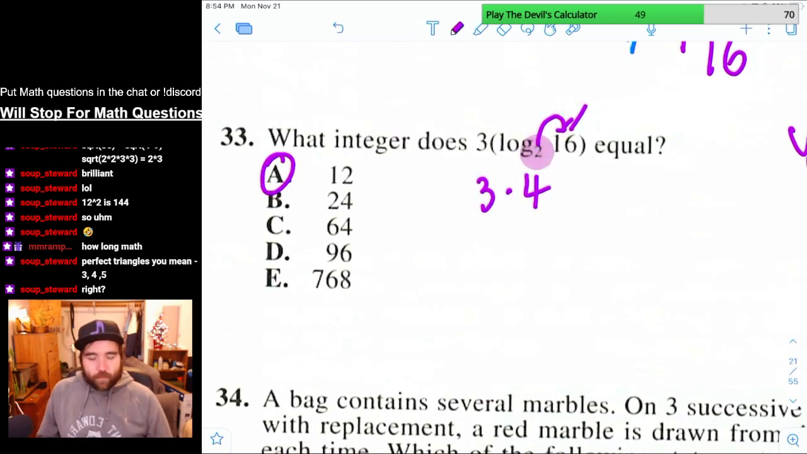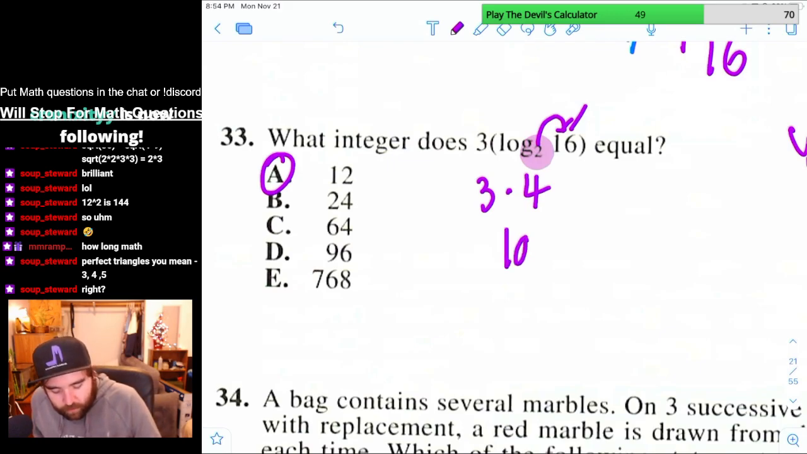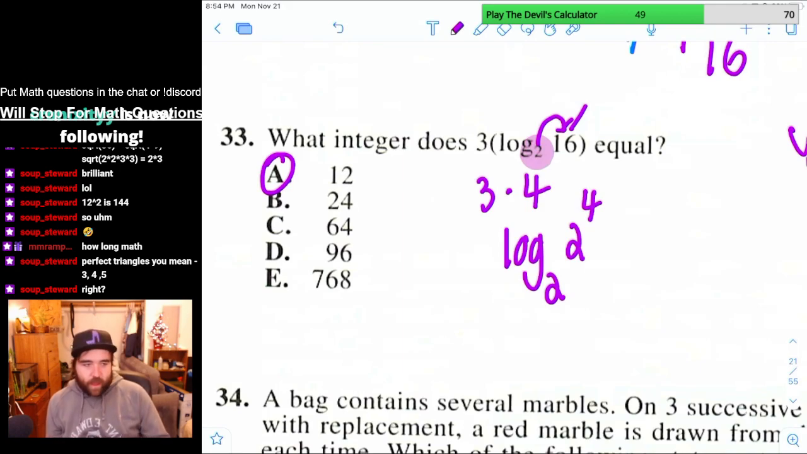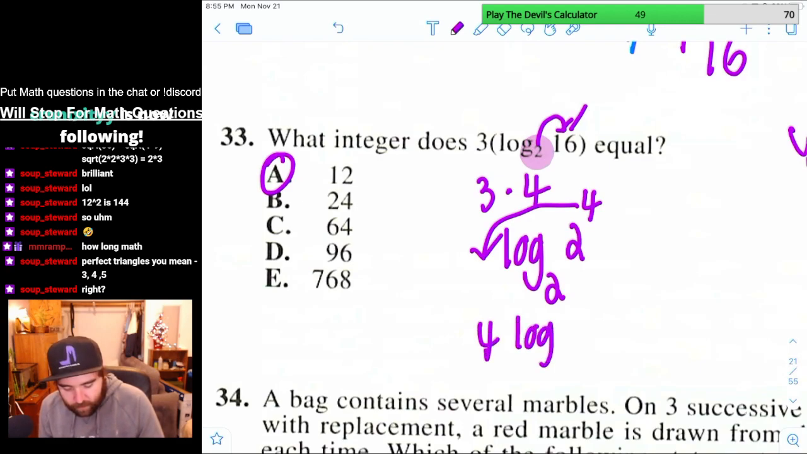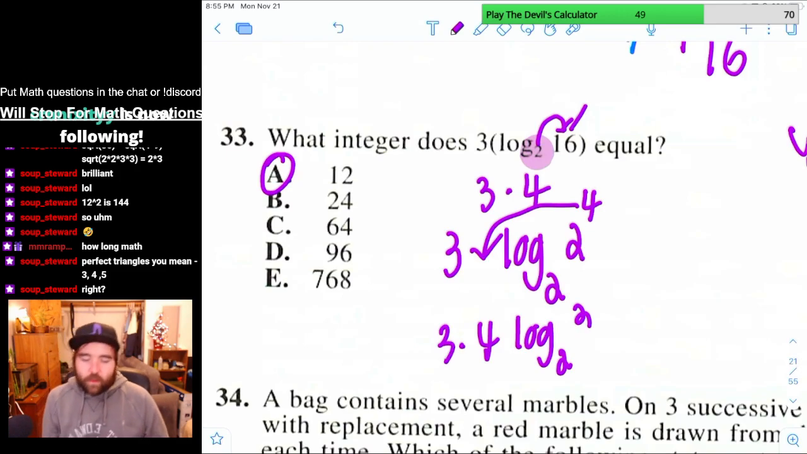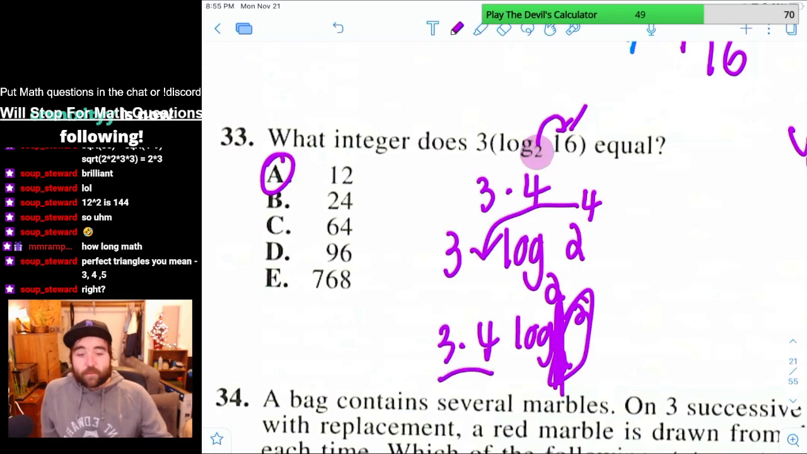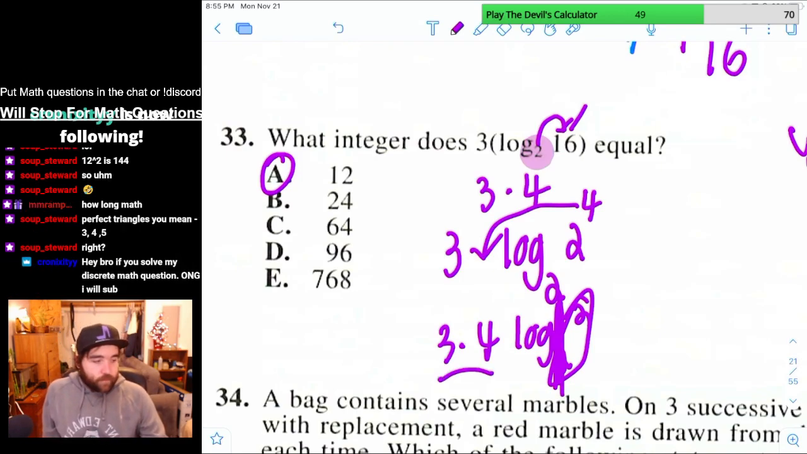So it's 12. Alternatively, you could do the opposite of that property, where you rewrite this log base 2 of 2 to the 4th, and then you can move that out to the front. So then it's 4 log base 2 of 2, with that 3 still being there. And then log base 2 of 2, if these numbers are the same, you always know that's just 1. So that just goes away, and it's just 3 times 4.